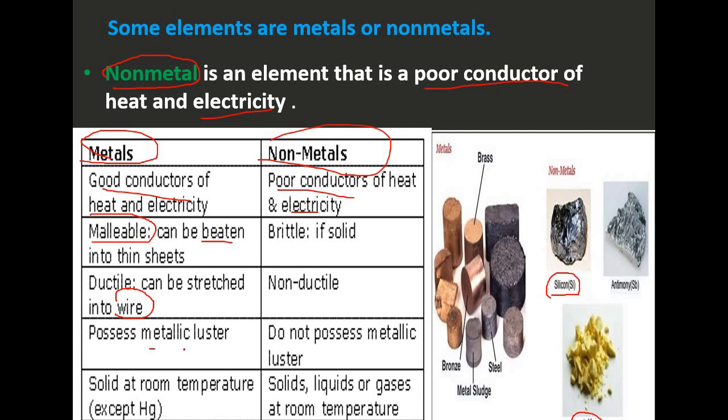Metals have a metallic luster, they are shiny, while non-metals do not possess a metallic luster. Metals are solid at room temperature except mercury, while non-metals can be solid, liquid or gas at room temperature.